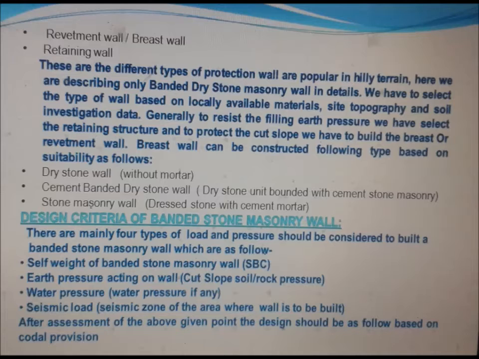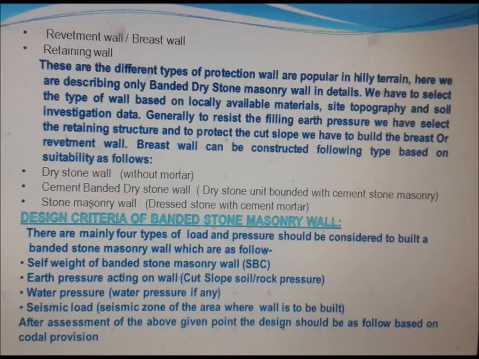Breast wall can be constructed in the following types based on suitability. Number 1, dry stone wall, in which only stones are used without cement mortar. Number 2, cement banded dry stone wall, constructed with dry stone units bound with cement stone masonry. Number 3, cement stone masonry wall, constructed with dressed stone with cement mortar.